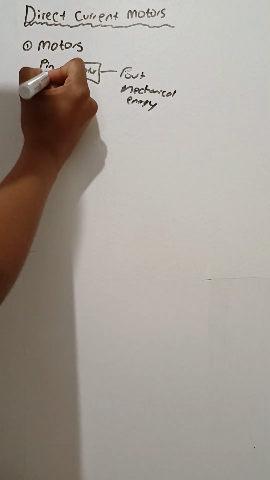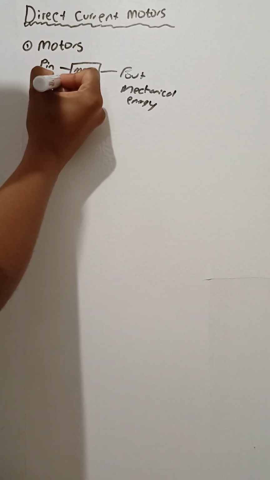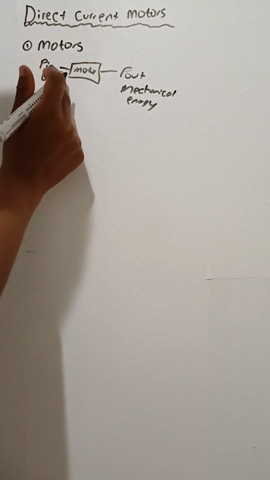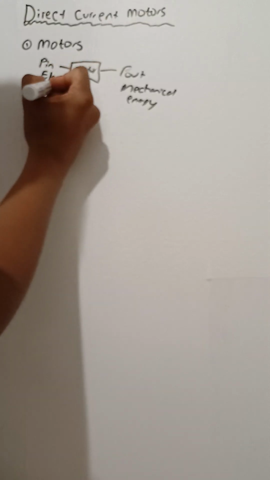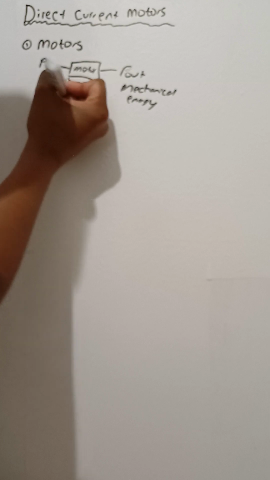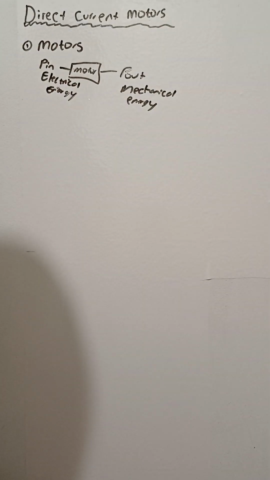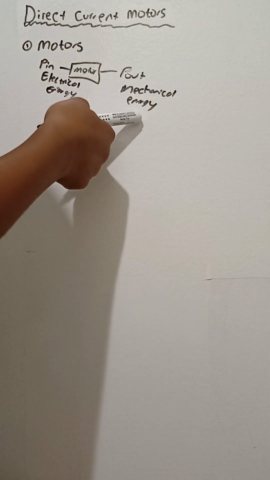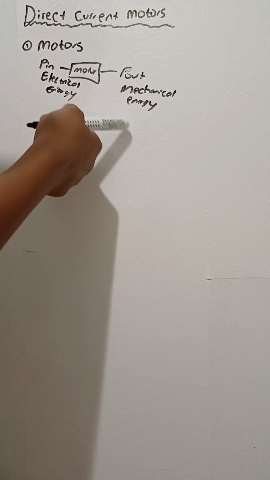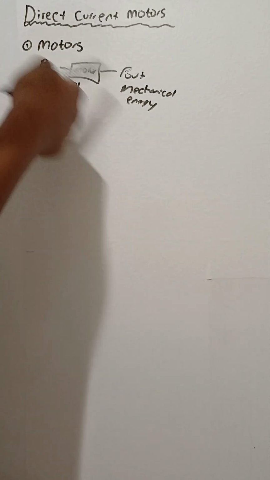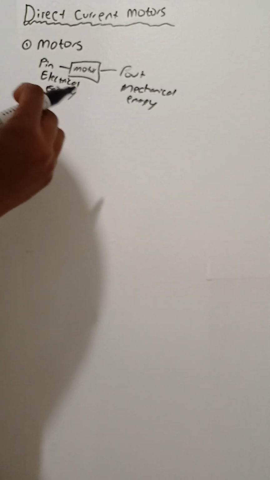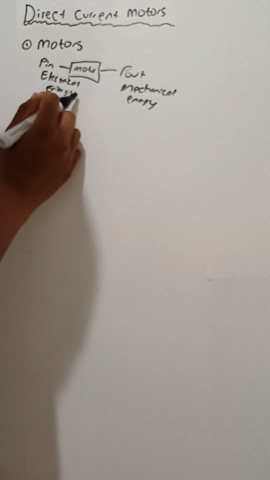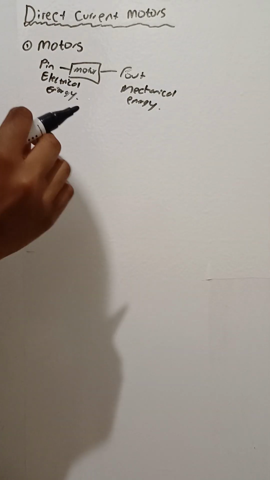So they convert electrical energy into mechanical energy. So how do they convert? So this is the function of a motor. The function of a motor is to convert electrical energy into mechanical energy.